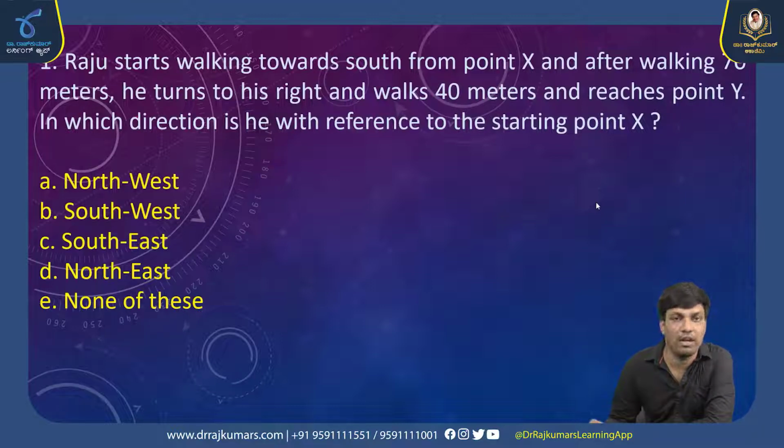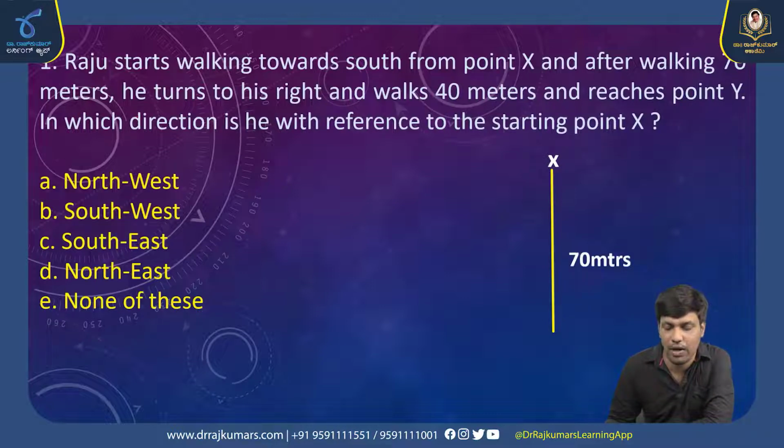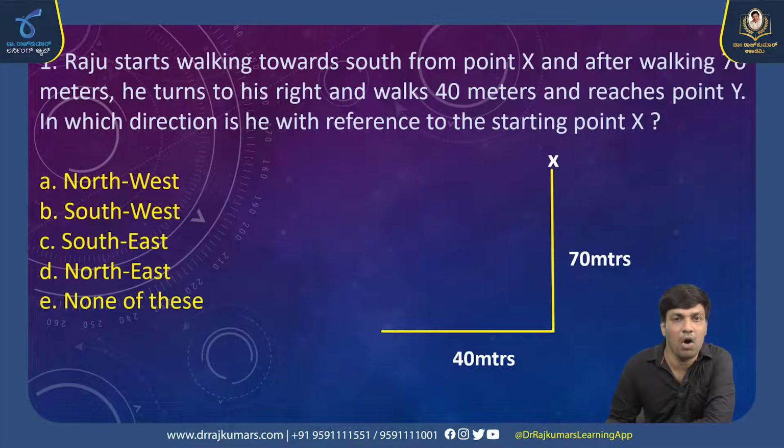Raju is starting his walk from point X, so point X will be the starting point of this problem. From point X, Raju is traveling in the south direction. After traveling 70 meters, he turns to his right and walks 40 meters. Please remember, in the south direction, right means left and left means right. So he needs to turn to the left side for moving in the right direction. In that direction, he walks 40 meters and reaches point Y.